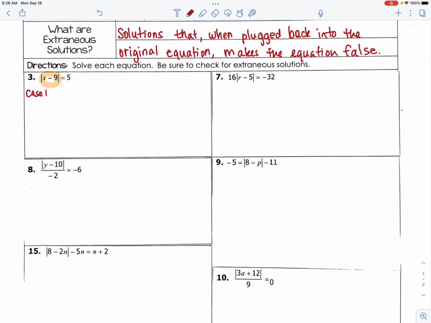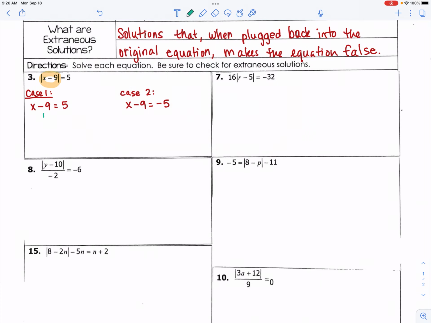So for case 1, this is where we want to keep the inside the same and keep the other side of the equation the same as well. We're not changing anything. We're just removing those absolute value symbols. For case 2, again, we're going to keep the inside the same. But now, on the other side of the equation, that 5, we're going to do the opposite of that, or the negative of that.